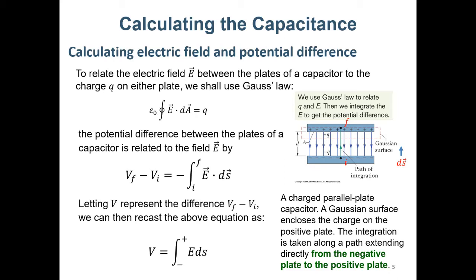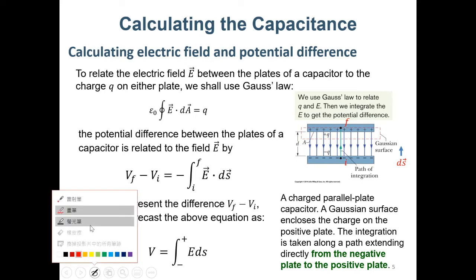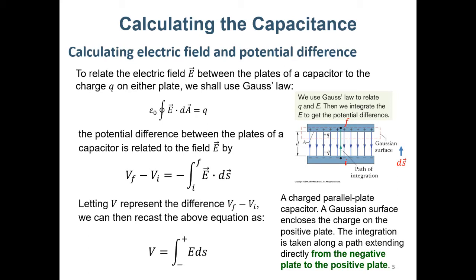So we try to calculate the capacitance using Gauss's law. To relate the electric field between the plates of a capacitor to the charge Q on either plate, we shall use Gauss's law, the familiar equation. So we just purely assume that there is a uniform E field between the two parallel plates, and there is no E field outside. It's just an assumption.